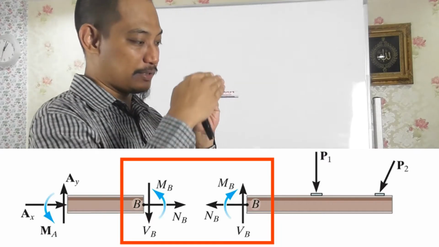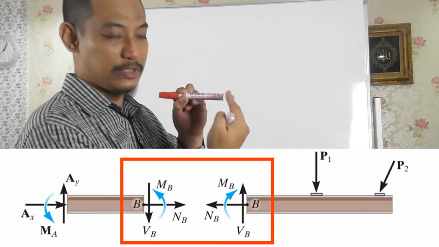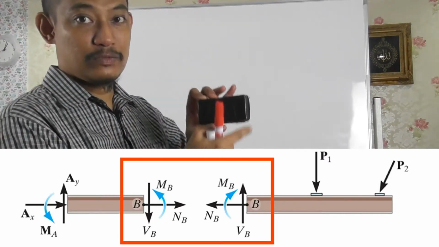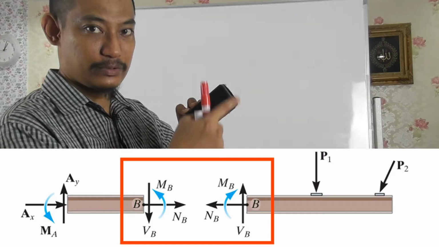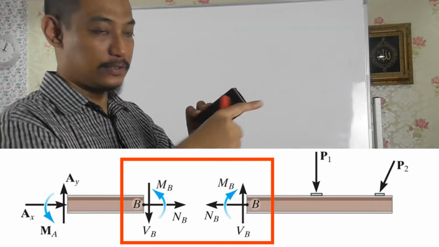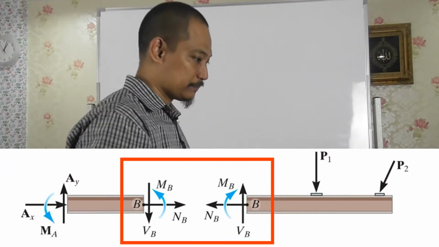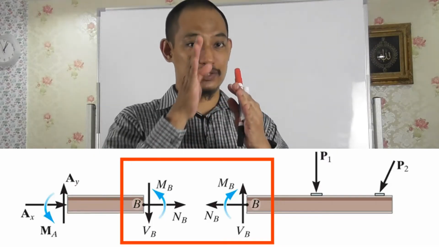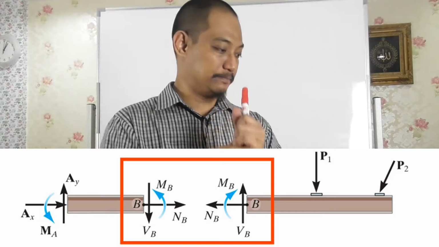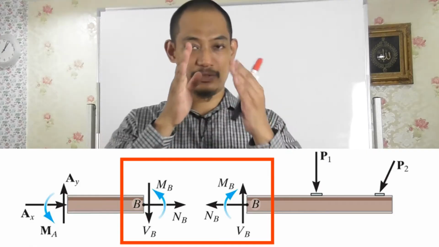But if you cut at a slanting angle, meaning the angle of the cut is something like this, for example, then the normal will be like this, the shear will be like this, and the moment will be like that, right? So N will always be perpendicular to the surface of the cut, and shear will be along the surface, right? The illustration there is for a straight cut like that.